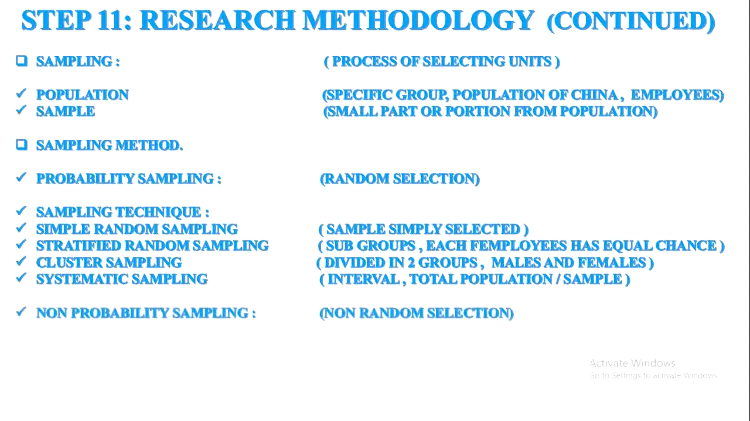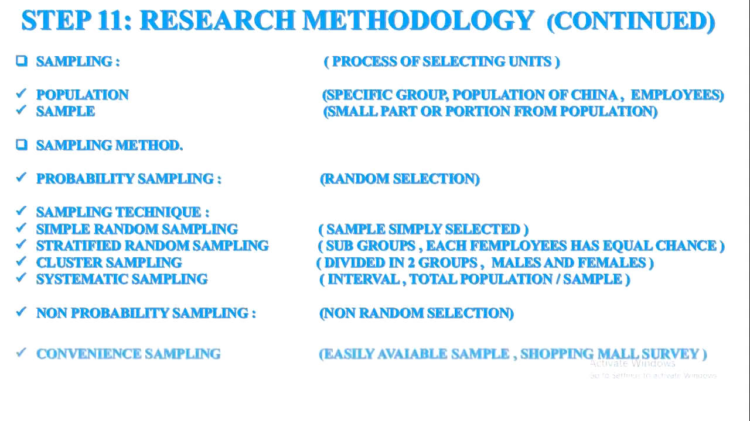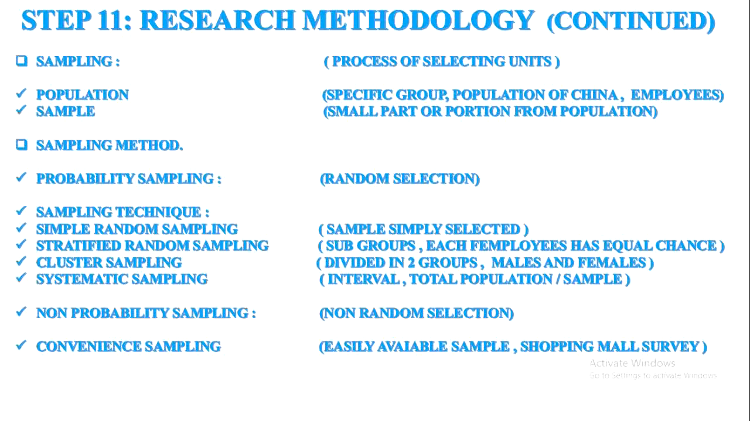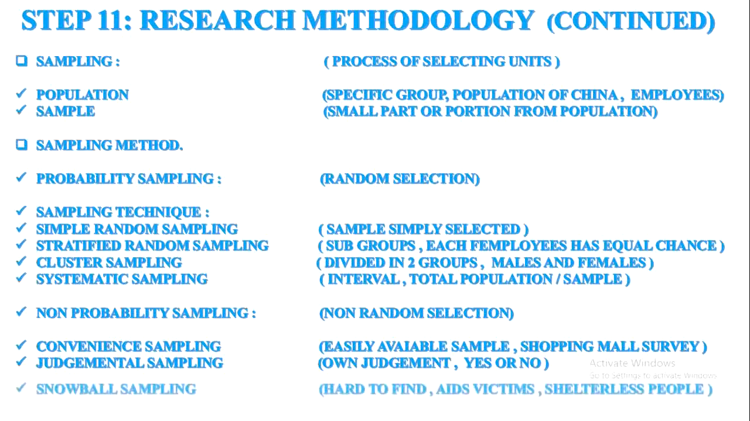Then comes non-probability sampling, which is used for non-random selection of your sample. Then there comes convenience sampling, a sampling method which is used when data is easily available, such as a shopping mall survey. Then there is judgmental sampling, which is based totally on your own judgment or by yes or no questions.